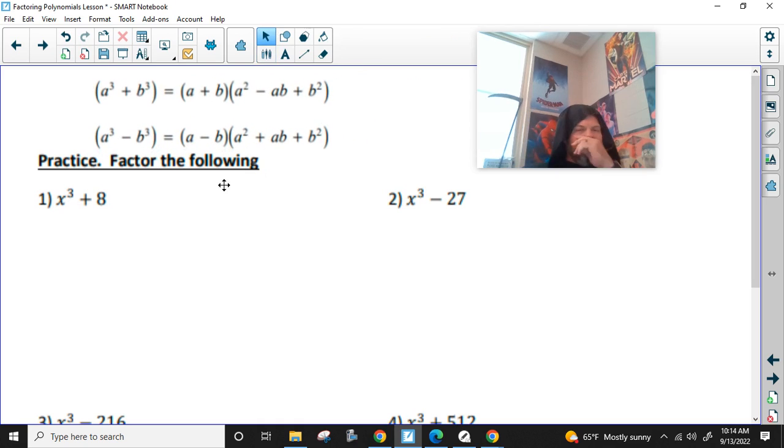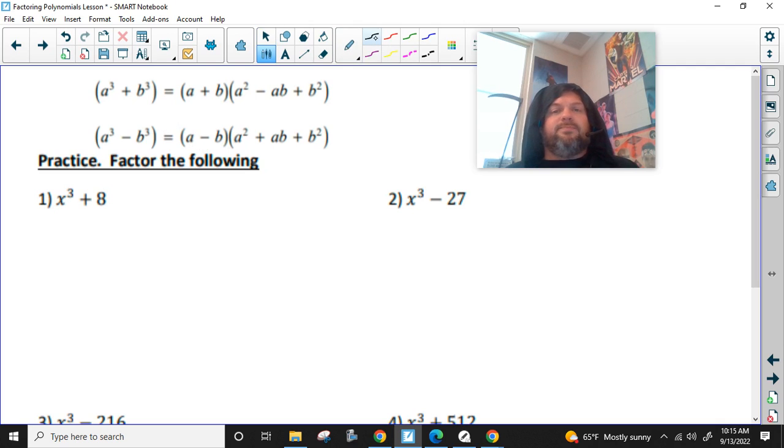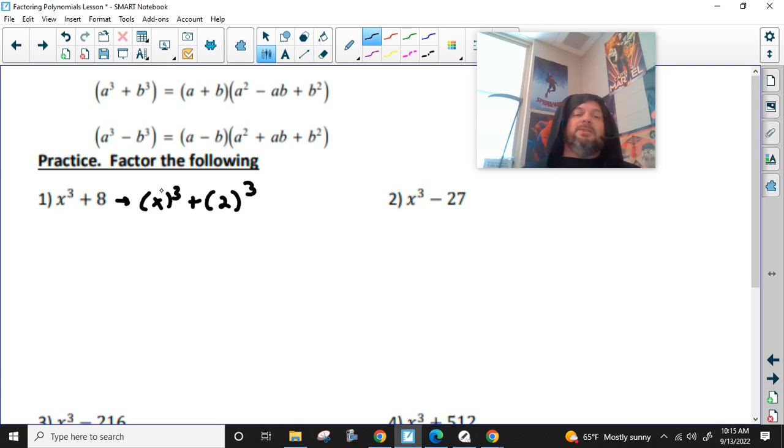All right. So, y'all don't have this little part right here on your handout because you have the top of your notes. But I just actually have it like this. So, if we look at this one, this would actually be x to the third plus what times itself 3 times is 8? 2. Very good. So that's our A and our B, and we just plug it right into that thing.